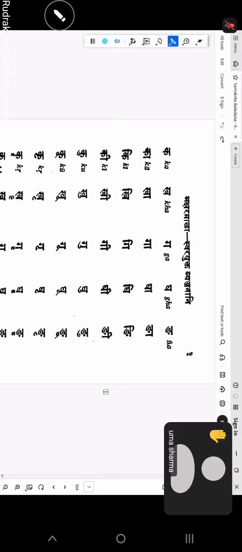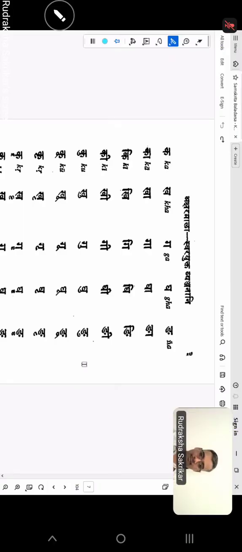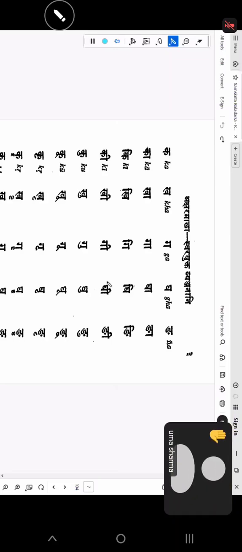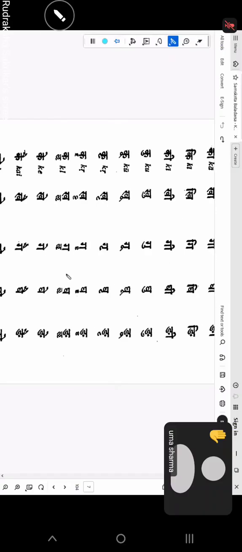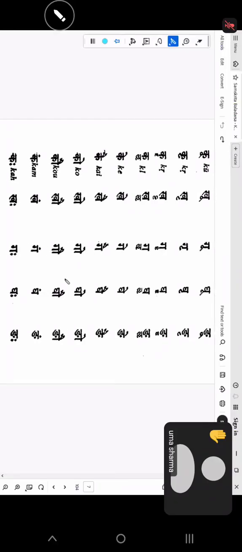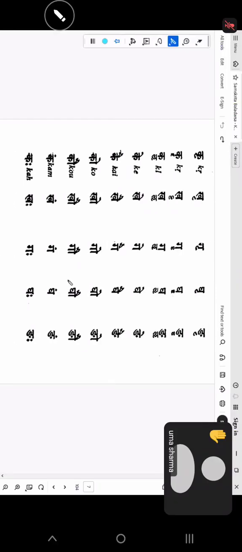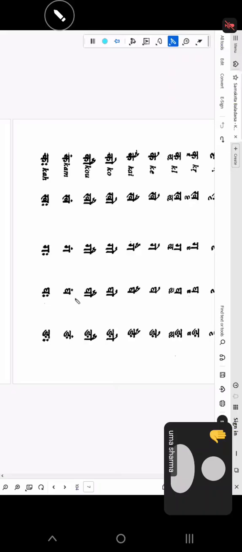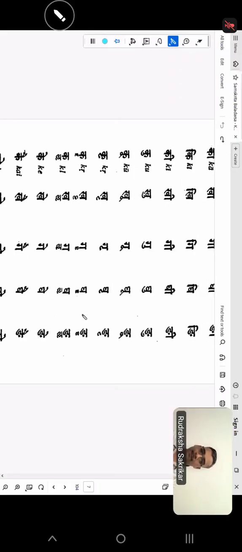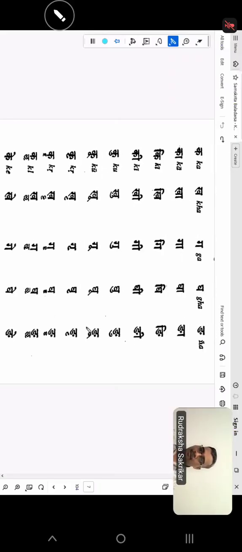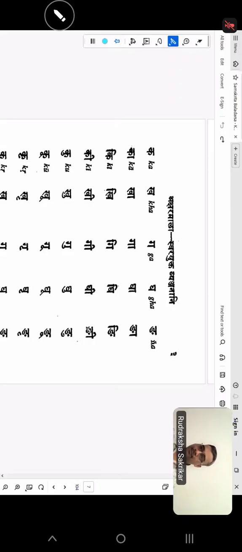Yes, Umaji, for ga you can read the next one. Ga, ga, gi, gu, gru, glu, ge, gai, go, gau, gang, gaha. Correct. Thank you, sir. Okay, Zenobia ji.